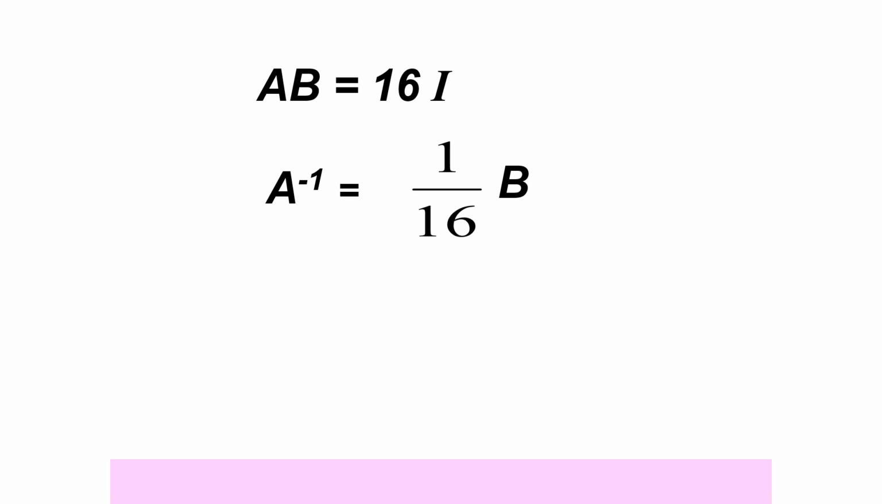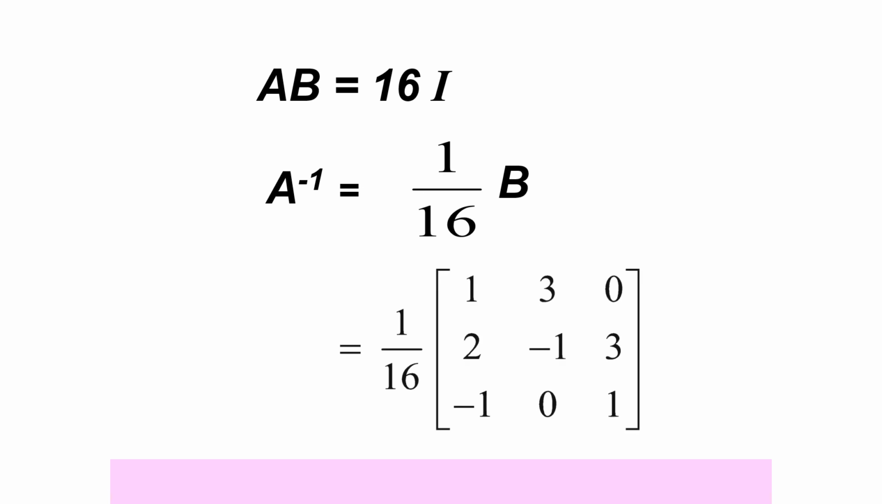Please check your homework: how AB equal to 16I becomes the inverse matrix of A equal to 1 over 16 B. I just give you the clue: you have to multiply both sides with the inverse matrix. So the inverse matrix of A equals 1 over 16 B, and then just multiply normally. It is up to you, you can keep the constant outside before you multiply at the end. This is the inverse matrix of A.